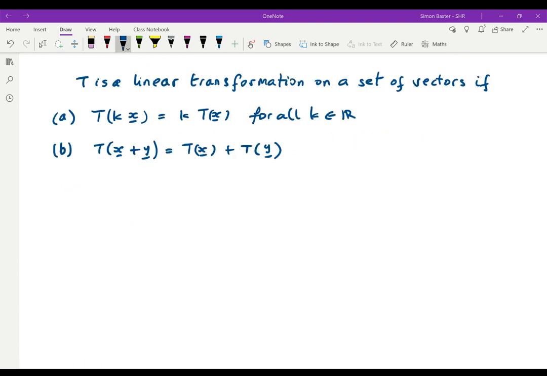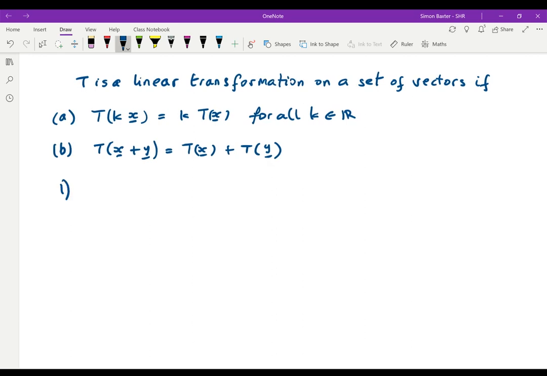Now, what do we mean by a linear transformation? Well, here I have a very abstract definition. T is a linear transformation on a set of vectors if, firstly, T of k times x vector is k times T of x vector for any real number k. And secondly, that T of x plus y vectors is T of x vector plus T of y vector for any vectors in that set.